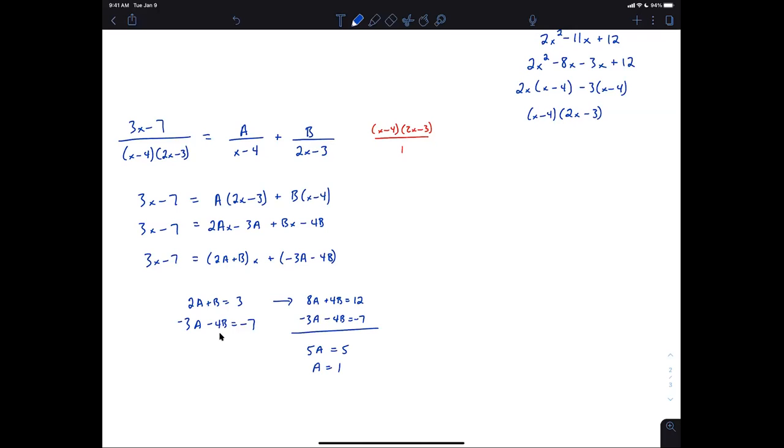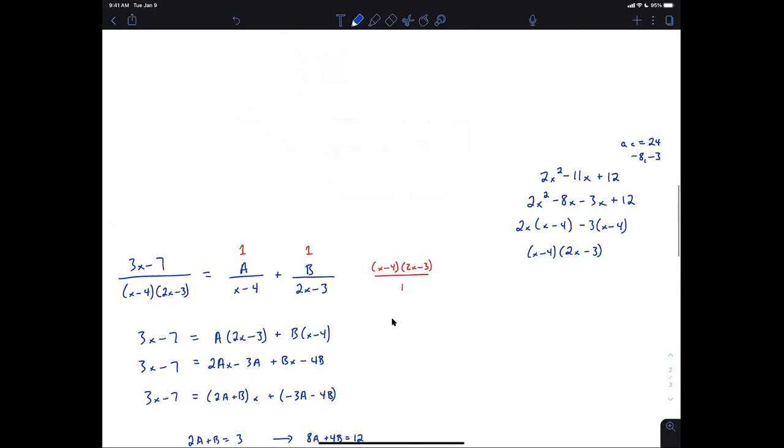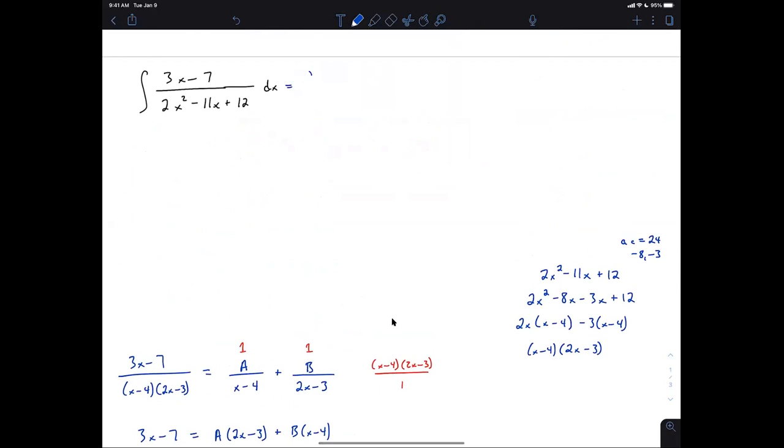And now we're going to plug a into one of the two equations that we had to begin with. So I'm going to pick the top one here, this 2a plus b equals 3. So that's 2 times 1 plus b equals 3. So you subtract the 2 over and you get b is 1. Okay, any questions to there? Okay, so what that means is this is really 1 and this is really 1. And so we can go back to the original problem and rewrite the problem as the integral of 1 over x minus 4 plus 1 over 2x minus 3.